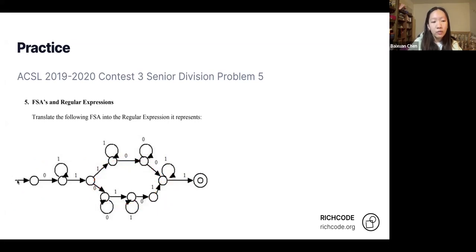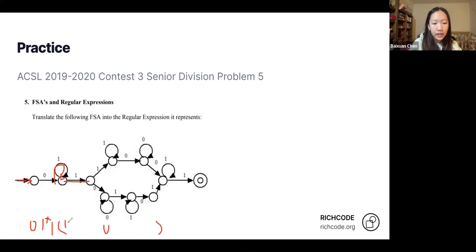So for the first part, we enter here and we must go through a 0 to reach the next state. So we have a 0. And then we have any number of 1s with this. So it'll be 1 asterisk. And then we have a 1. And then we have a fork in the road, so we write the parentheses, right? And the or sign. And then let's first go up the top half pathway.